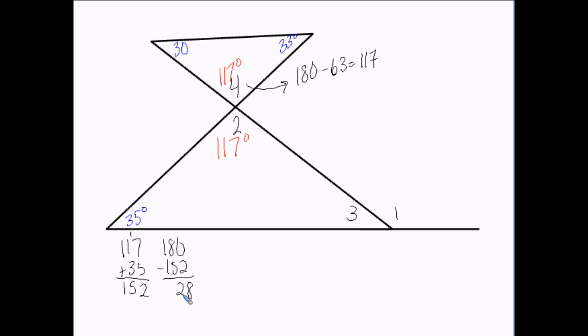Okay. So we added these two together, the 117 and the 35. That gave me 152. Angle 3 is not 152, but another angle is, angle 1, because it's across. Perfect. And then to find angle 3, I'm subtracting 152 from 180, because that angle makes 180.